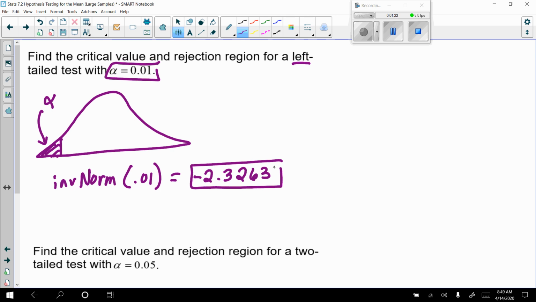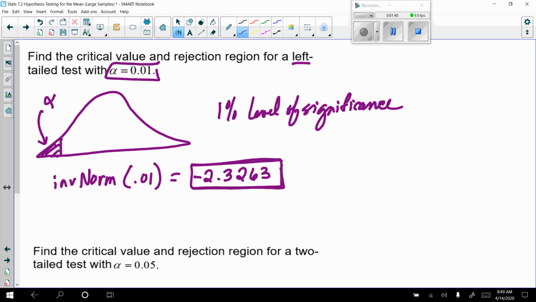So with a 1% level of significance, we can compare if the z-score is smaller than negative 2.3263 or equal to negative 2.3263, then we can say that with 1% level of significance, we can reject the null hypothesis.